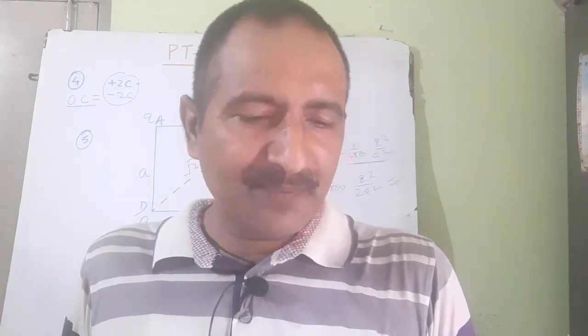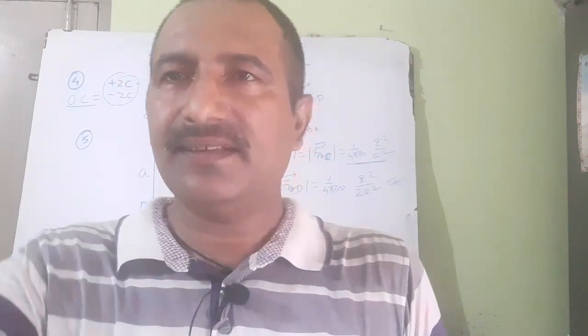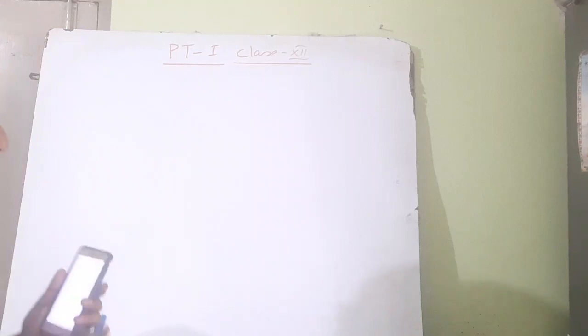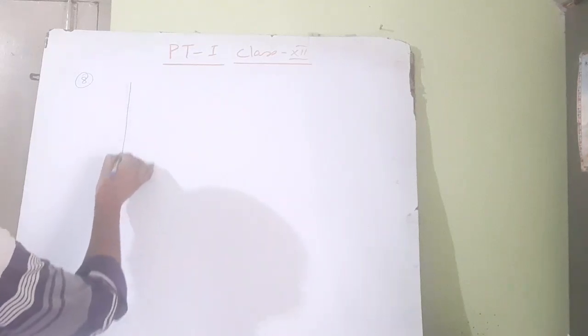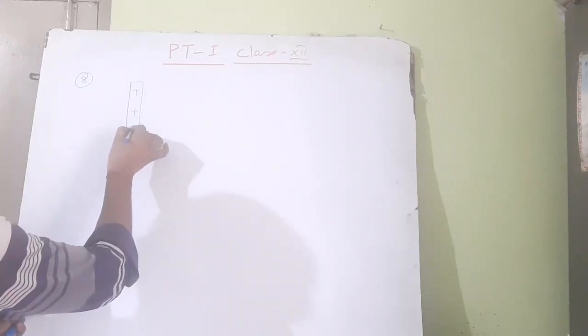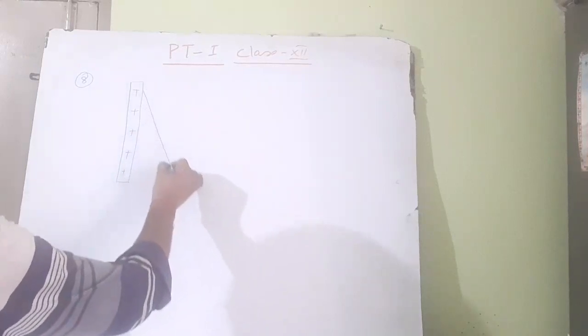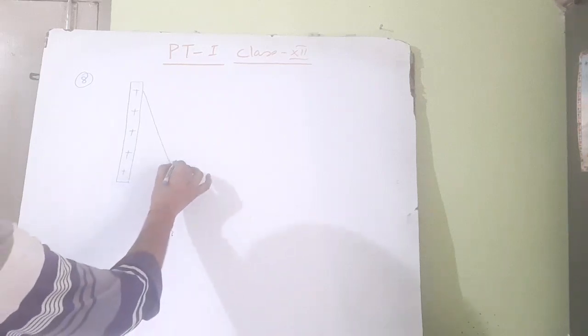Now question number 8. A charged ball B hangs from a silk thread S. This question will be solved numerically. This is having a diagram, a charged ball B. So let us draw the diagram first. You see, question number 8. This is the diagram. Positive charge sheet, and this is the ball B, sphere S.